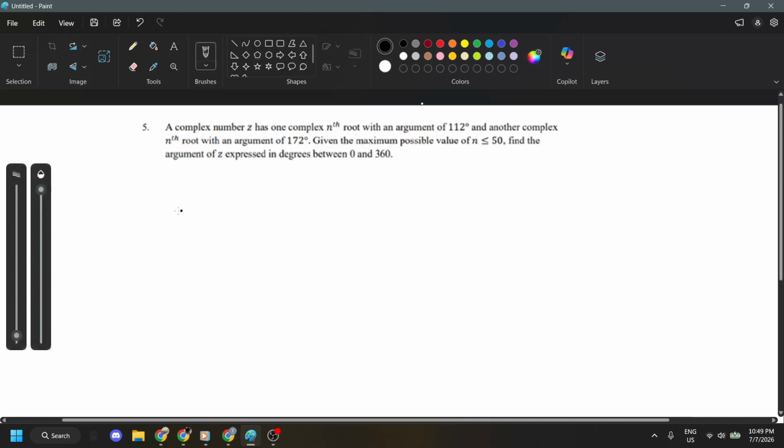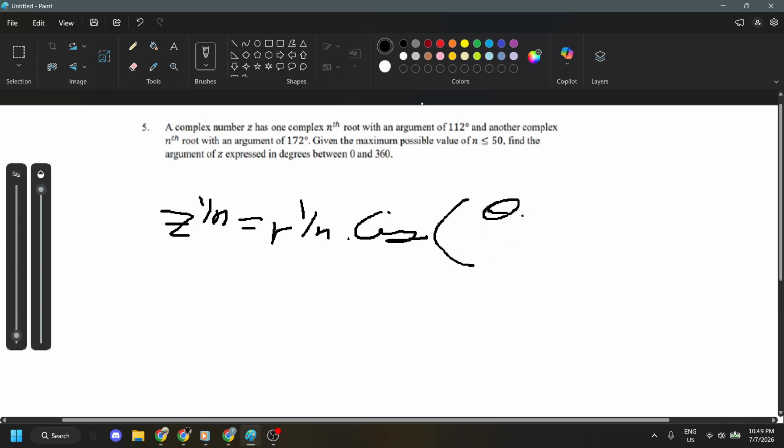Okay, so we know the complex number z to the 1 over n is equal to r to the 1 over n times cis of theta 0, the initial theta over n, plus 2 pi k over n. So the r doesn't matter at all. We can assume that that's 1.